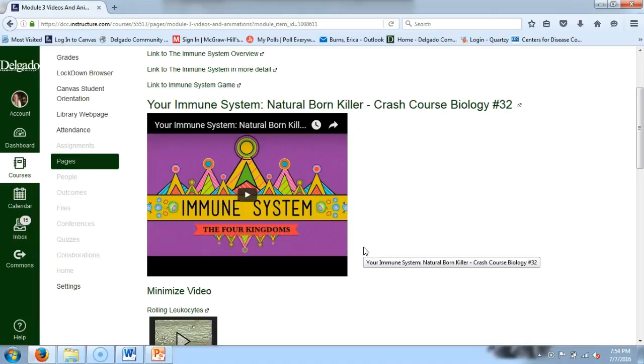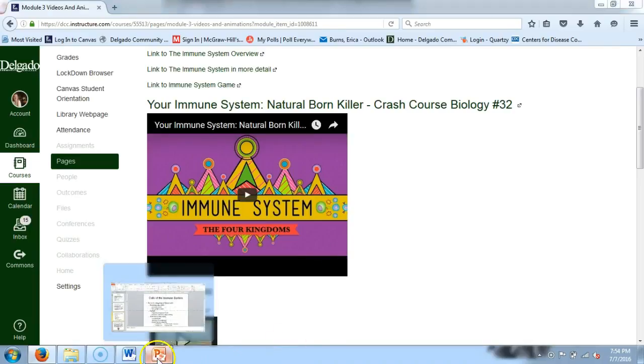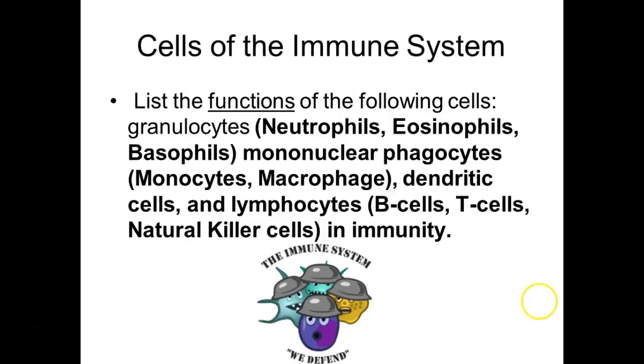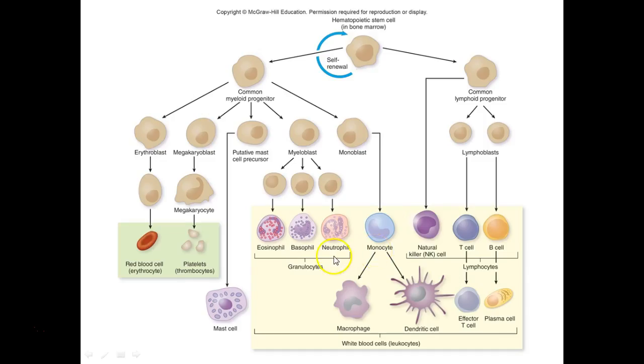But a lot of them, again, their names have meanings to them, right? And if you know the meanings, then it can help you understand them. So for granulocytes, we need to know that those are neutrophils, eosinophils, basophils. The mononuclear phagocytes, we're talking about monocytes, which turn into macrophages in your tissues. The dendritic cells, your lymphocytes, B cells, T cells, and natural killer cells. But the really important thing, other than their different categories, is their functions. What do they do?